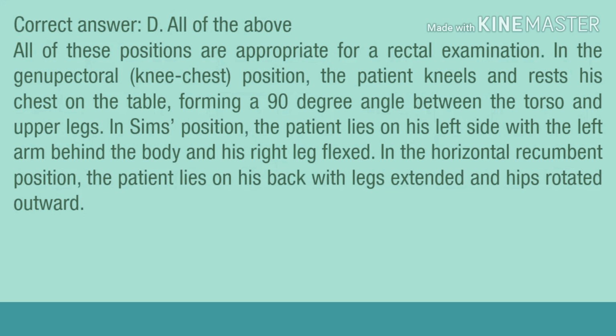Correct answer, D. All of the above. All of these positions are appropriate for a rectal examination. In the genupectoral, or knee-chest, position, the patient kneels and rests his chest on the table, forming a 90-degree angle between the torso and upper legs. In Sims position, the patient lies on his left side with the left arm behind the body and his right leg flexed. In the horizontal recumbent position, the patient lies on his back with legs extended and hips rotated outward.